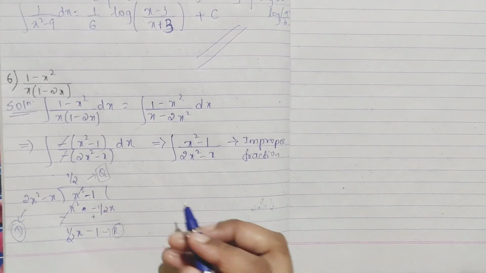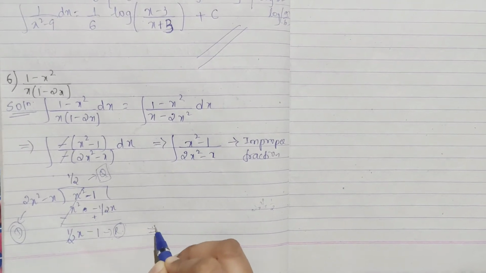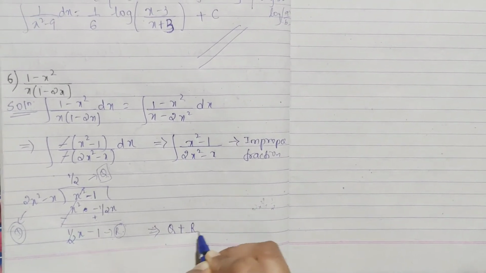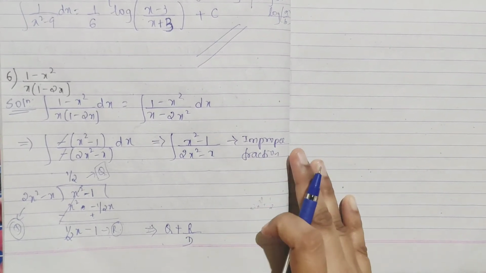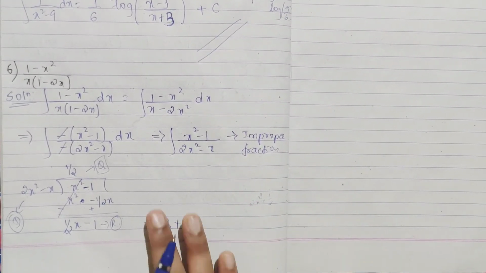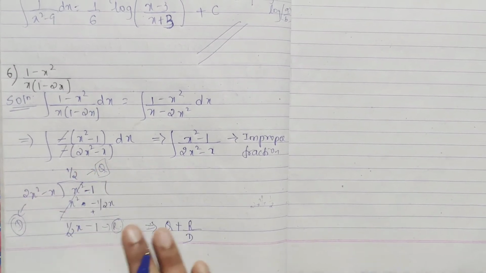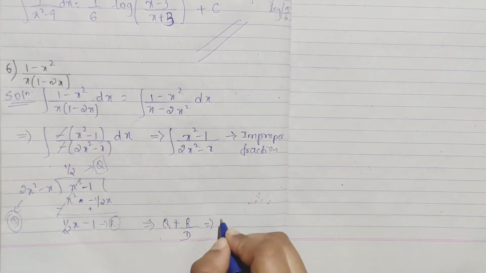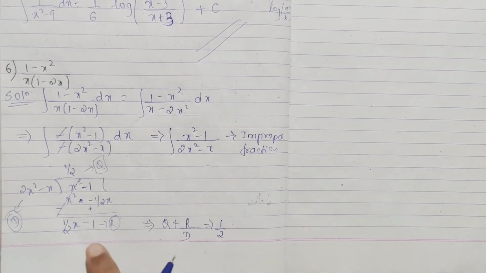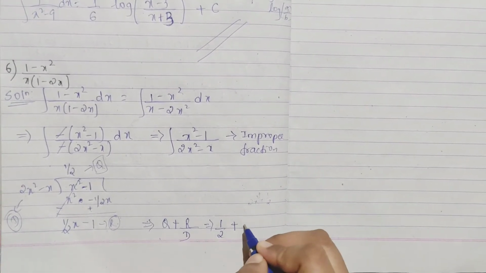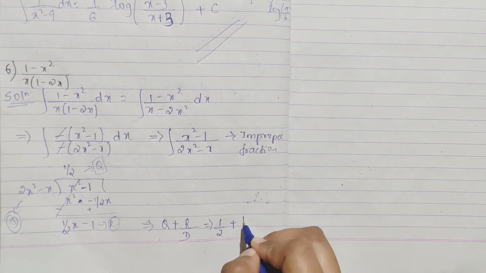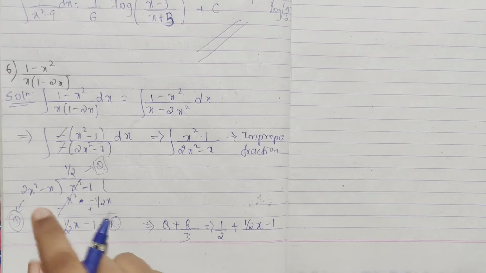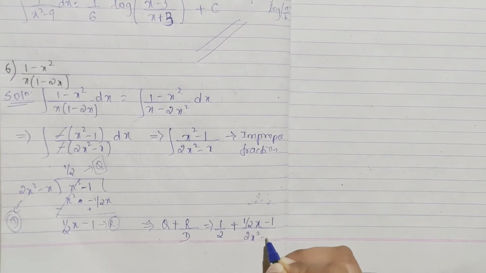So how do you have to do it? After getting this one step, you should always do quotient plus remainder divided by divisor. Always you should write like this. Whenever you are solving a mixed fraction, you have to write it in this way. Your quotient is what? It is 1 by 2. Remainder is plus, here only I write, (1 by 2 x minus 1), divided by the divisor, what is the divisor? 2x square minus x.